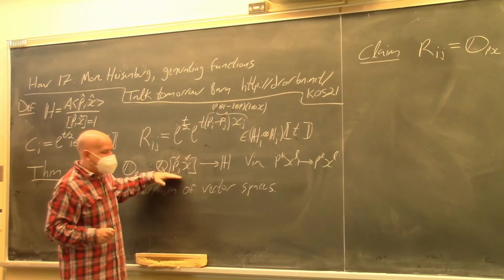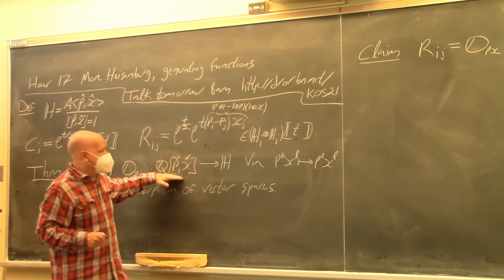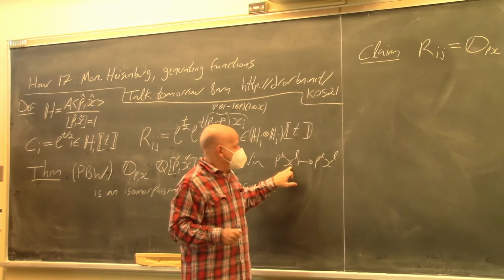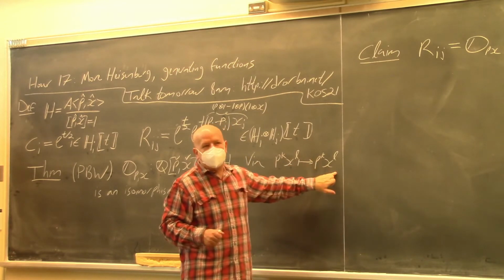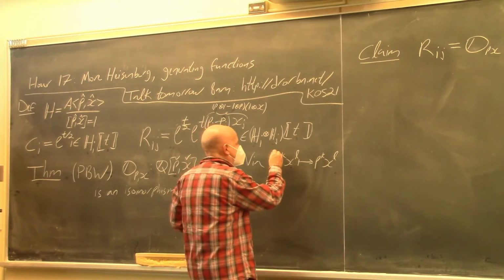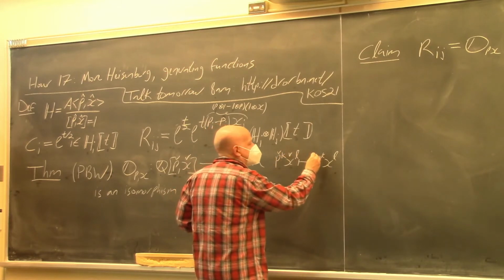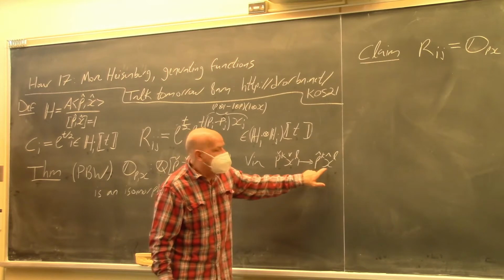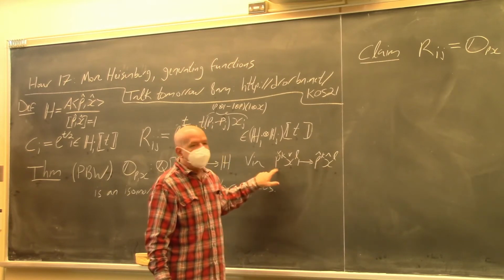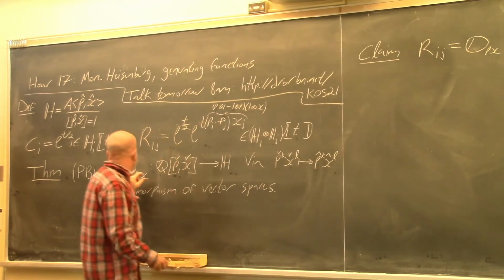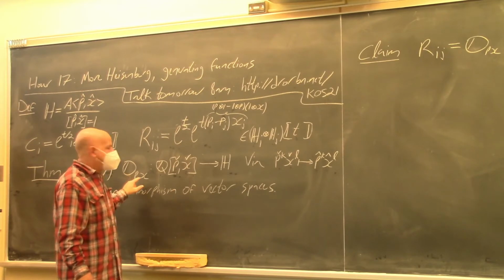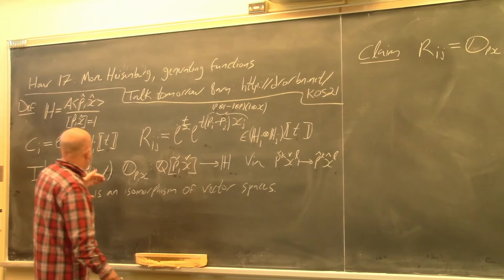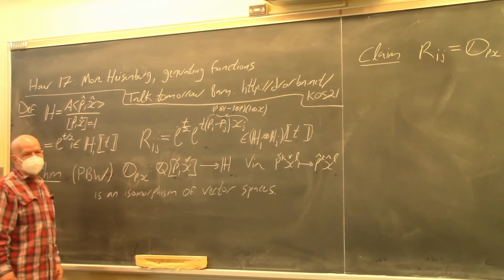So the map from the polynomial ring in two variables into H, given by p to the k x to the l goes to p to the k x to the l, but these have different meanings. These are commuting variables and these are non-commuting variables. So here the order matters. Here the order doesn't. This is the ordering map in which you place the p's before the x's. So the claim is that this is an isomorphism of vector spaces.